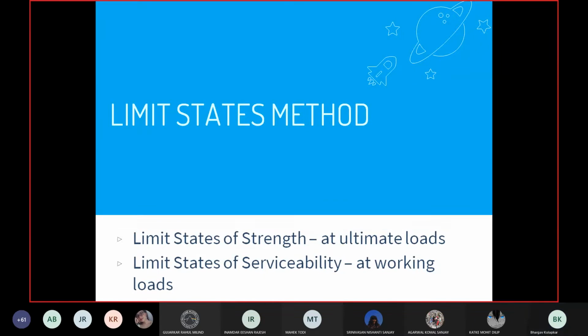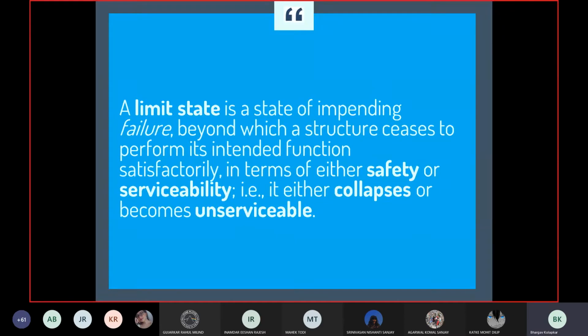So the first thing is, what is a limit state? Since we are talking about strength and serviceability, obviously we are going to have limit states of strength and limit states of serviceability. A definition that you must have ratified by now because I've asked it a number of times: a limit state is a state of impending failure, meaning that the failure is about to happen, it has not happened yet. If that happens, the structure will cease to perform its intended function satisfactorily, either in terms of safety or serviceability. That is, it either collapses or becomes unserviceable.